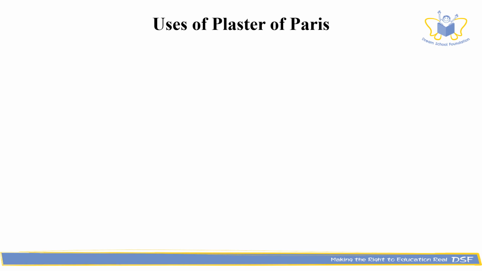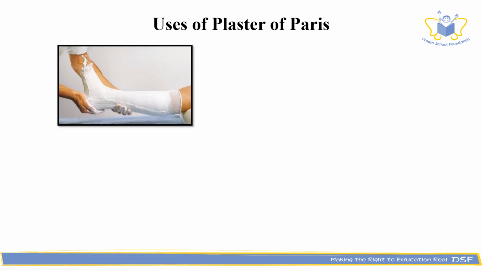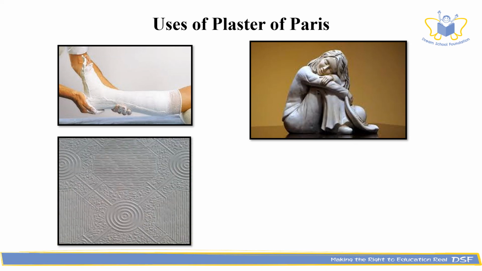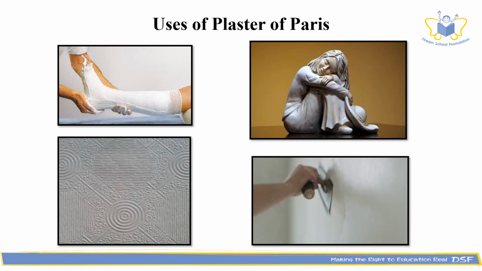Uses of plaster of Paris. It is used in hospitals for setting fractured bones. It is used for making toys, decoration material, cheap ornaments, chalk, etc. It is used for fireproofing material. It is used for making surfaces smooth.